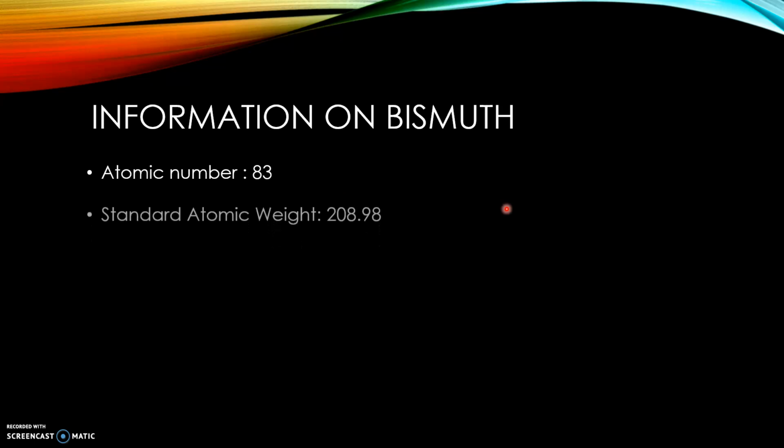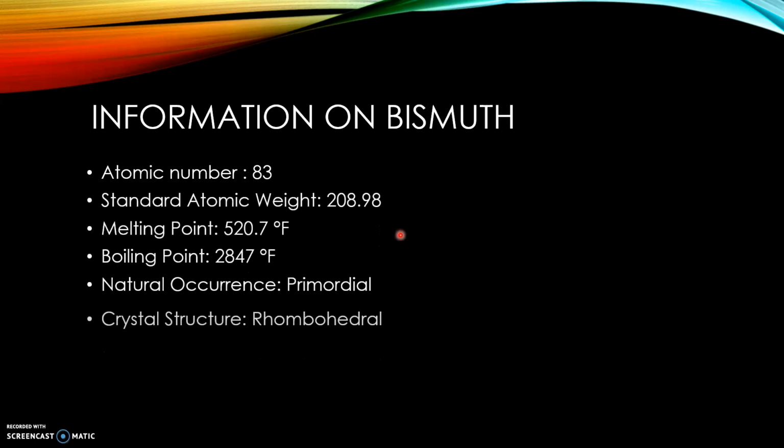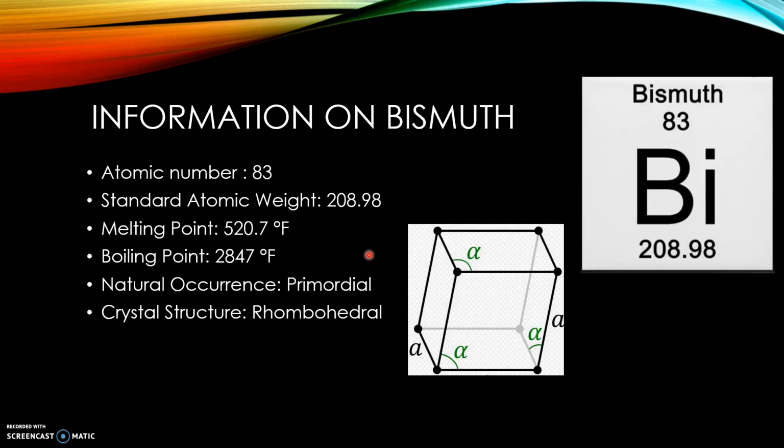Information on bismuth, the element: my atomic number is 83. The standard atomic weight is 208.98. The melting point is 520.7 degrees Fahrenheit. The boiling point is 2,847 degrees Fahrenheit. The natural occurrence is primordial, and the crystal structure is rhombic, as you can see in this diagram here.